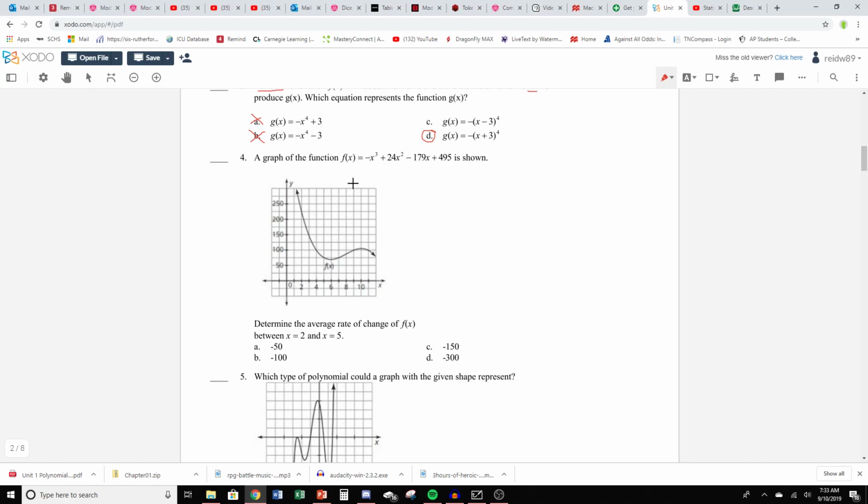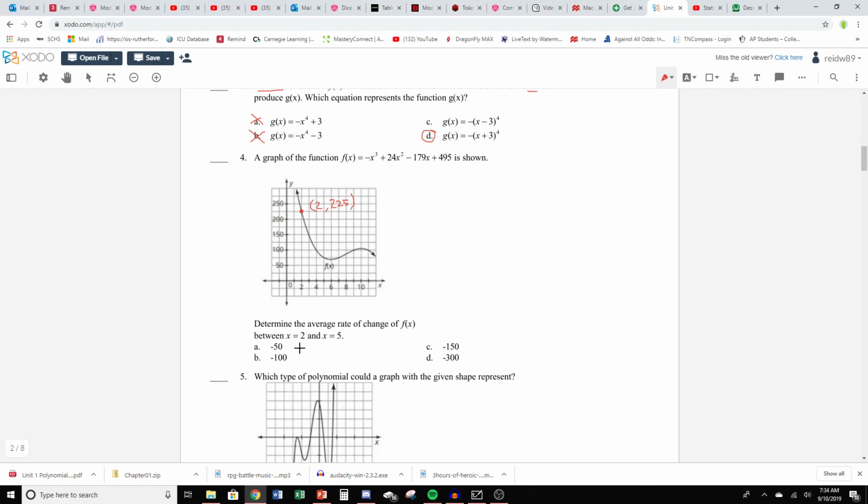On to the next, number 4. We graph the function f of x equals negative x cubed plus 24x squared minus 179x plus 459, as shown. It says determine the average rate of change between x is 2 and x is 5. So here's 2, go all the way up, get right here. And so I would say that that point is 2. It's about in the center. It's going up by 50, so this would be 225.